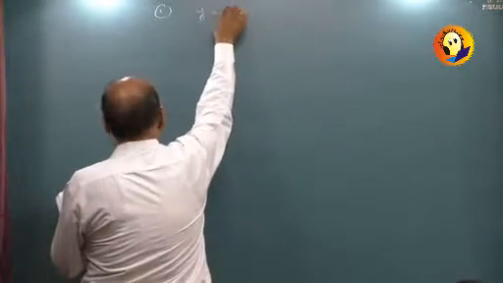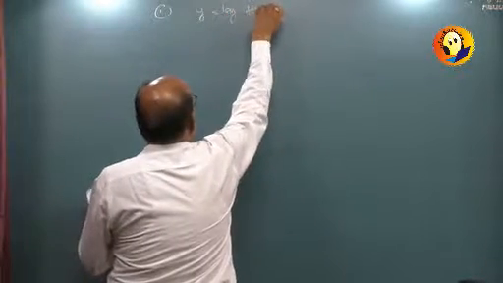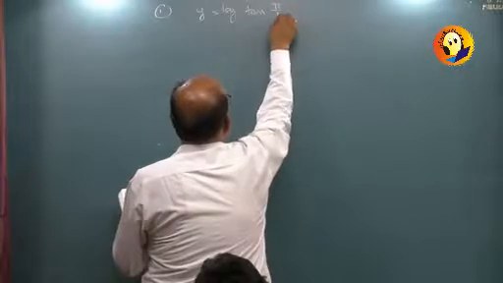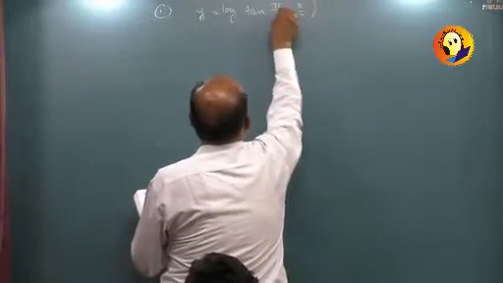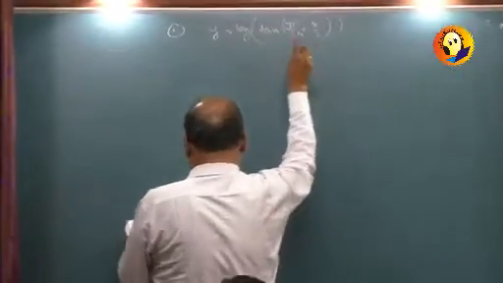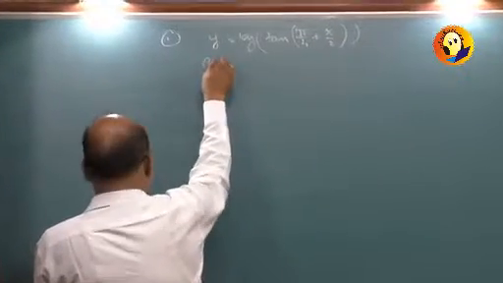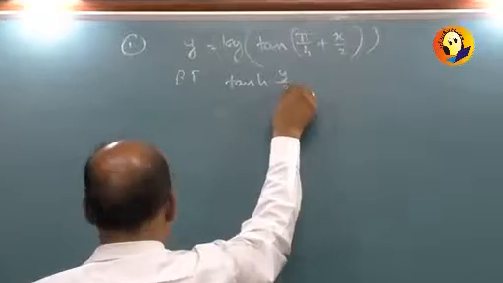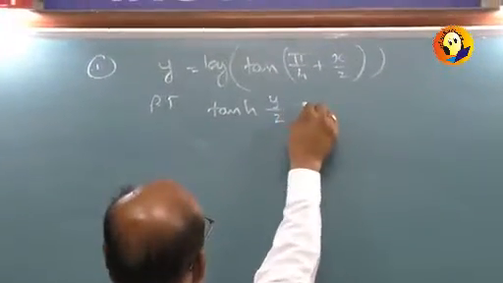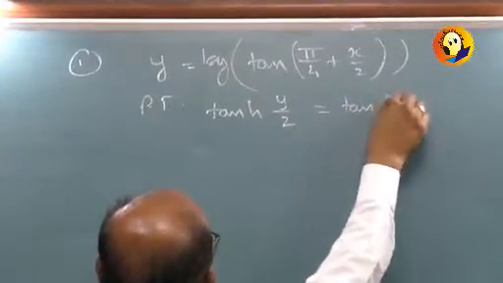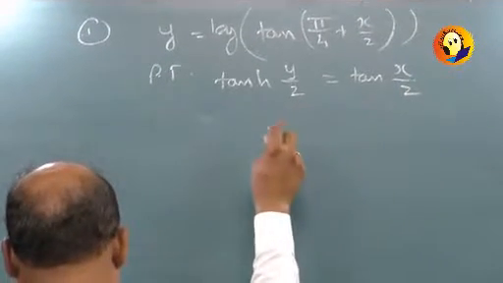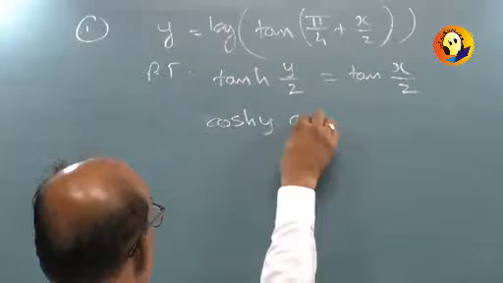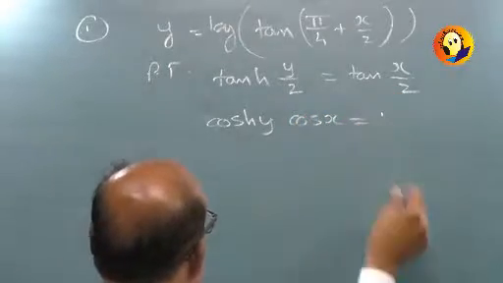Y equal to log of tan of pi by 4 plus x by 2. Prove that tanh y by 2 equal to tan x by 2 and cosh y cos x is equal to 1.